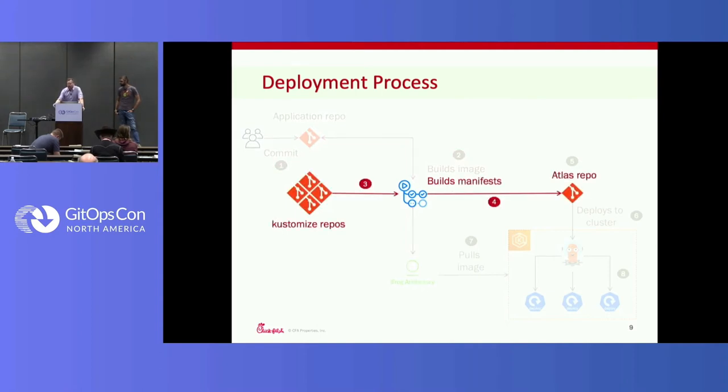Next, the workflow pulls the base manifests for the app from our customized repos. And our customized repos are a set of repos that we've developed that contain our standard manifests for various applications. So, you know, Java API, Go API, Python API, React app, all of those are stored within these set of customized repos. And the base manifests are merged with any app-specific overlays found in the app repo at this point.